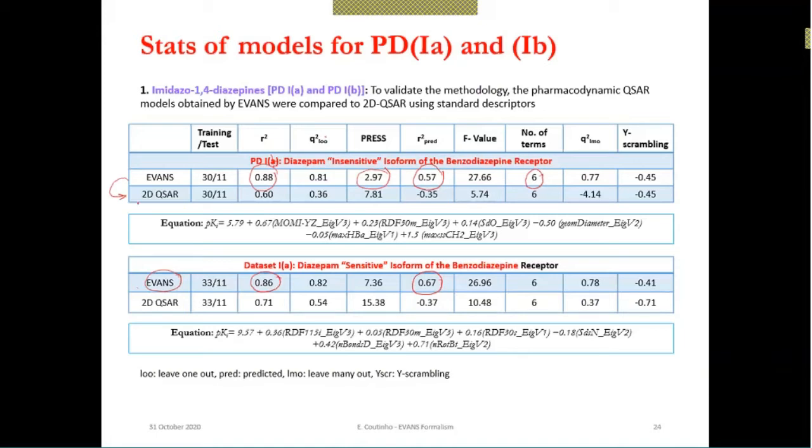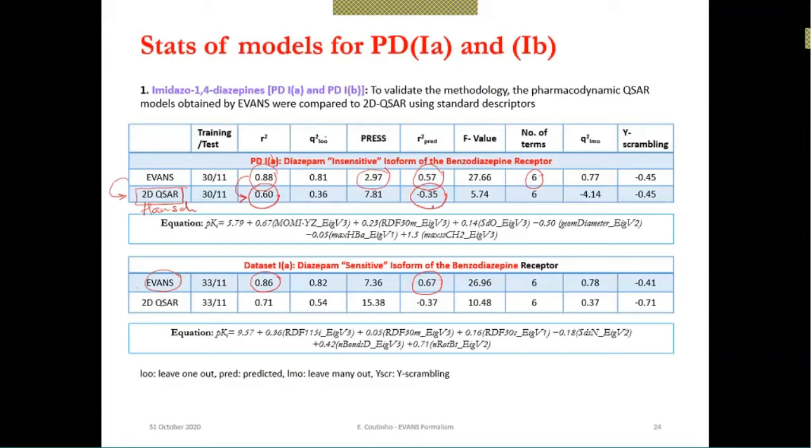The first thing is we test our EVANS methodology against the very standard QSAR, the Hansch analysis. We run the Hansch analysis on the very same data set, and here are the statistics. The Hansch analysis gives us a model for which the R-square is only 0.6. So you can see the EVANS model is far superior to the Hansch model. The Hansch model is somehow unable to do a very good prediction.